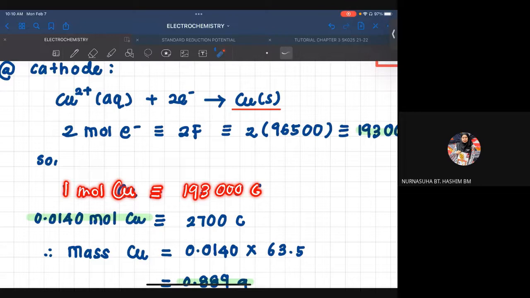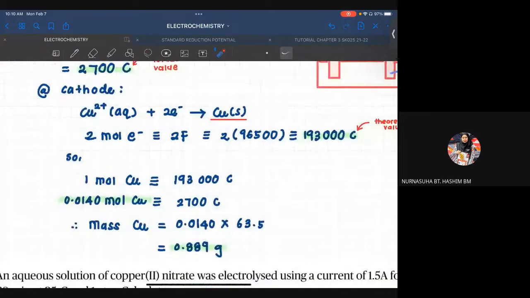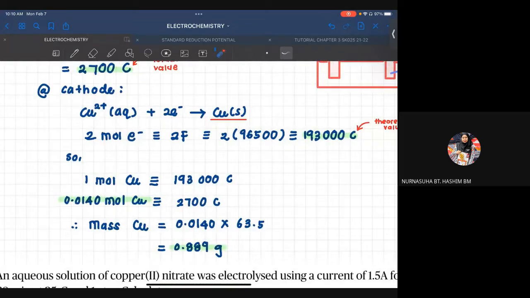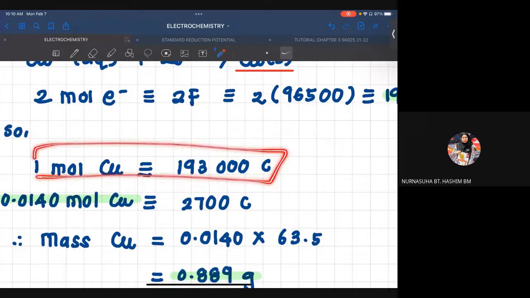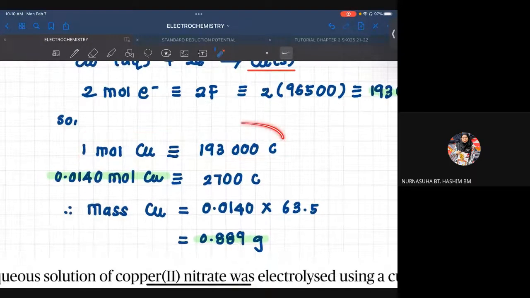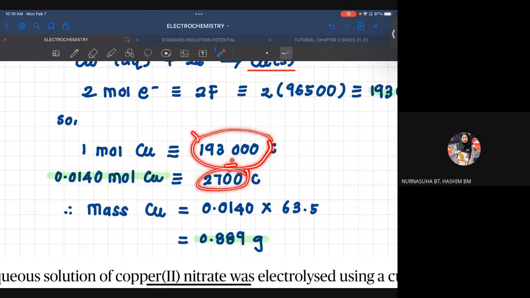Tapi awak bukan nak 1 mole. Awak nak... So this is the theoretical part lah. But you don't have this much charge. You only have this one. Okay. So kita darab silang. So this one divided by this one and times 1. So this is what you should have.